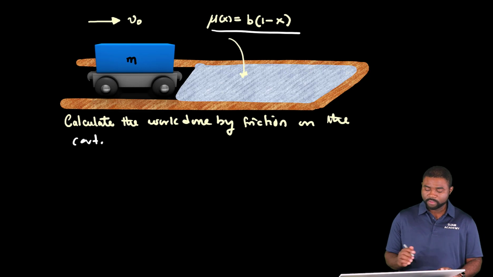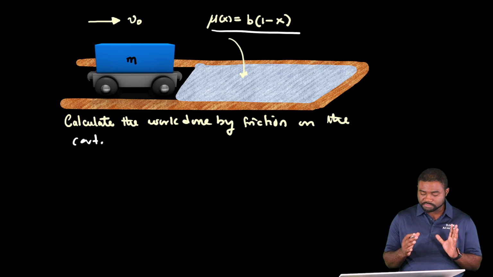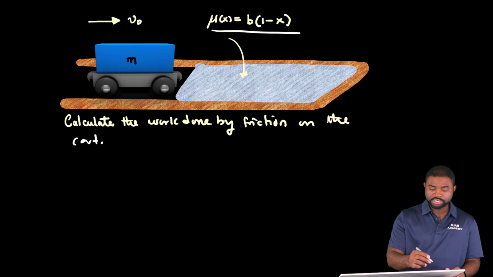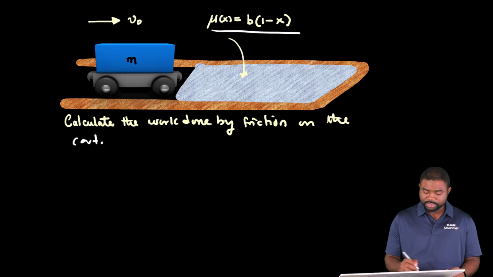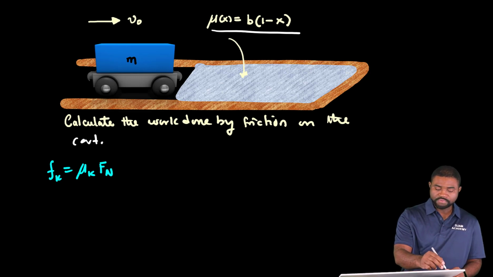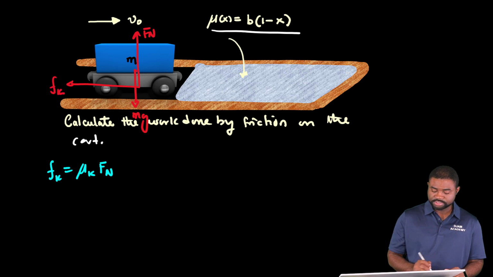So where do we start? The very first thing we need to do is find the friction force acting on the car during the rough patch. Keep in mind that by definition, kinetic friction is equal to mu k multiplied by the normal force. If you look at the free body diagram for the car, this is mg. This is the normal force, and kinetic friction is acting in that direction.